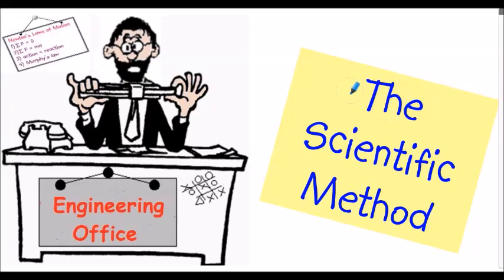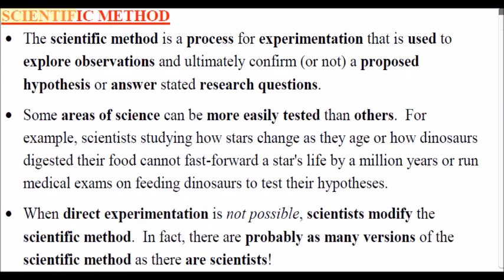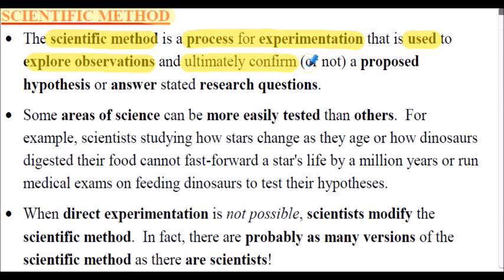Here's a brief overview of what's termed the scientific method, an experimental approach to collection of data. Let's outline the scientific method. So the scientific method is a process for experimentation that's often used to explore observations and ultimately confirm or not a proposed hypothesis or to answer stated research questions.